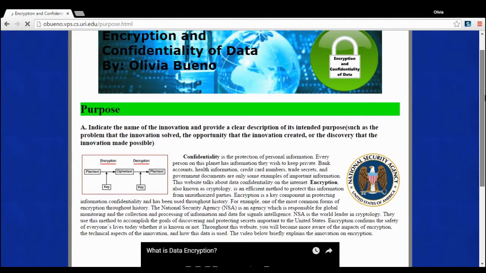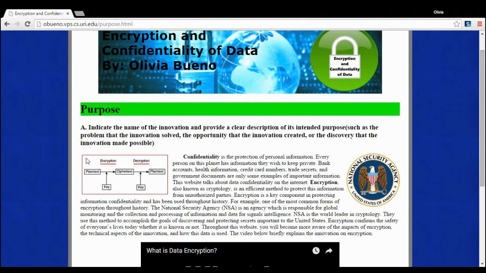On this webpage, I describe the purpose of encryption by providing a clear description of its intended purpose, such as the problem that the innovation has solved, the opportunity that the innovation has created, or the discovery that the innovation made possible. Confidentiality is the protection of personal information. Examples are financial information, such as credit or debit card numbers, and health information. Encryption, also known as cryptology, is an efficient method to protect this type of information from unauthorized parties.